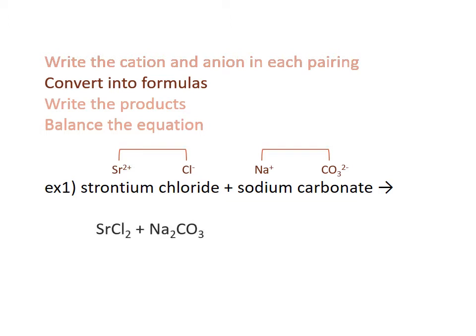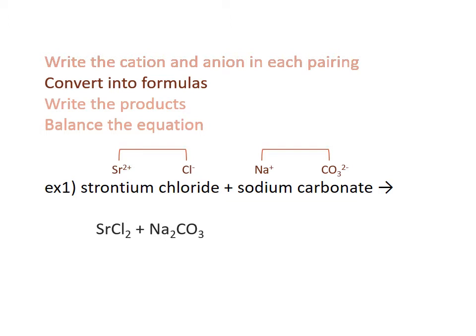When Sr and Cl come together, the lowest common charge is 2, so I need one strontium for a +2. I need two chlorides for a -2. Na+ and CO3 2-, lowest common charge again is 2, so I need two sodiums that give me a +2. I need one CO3 to give me a -2.